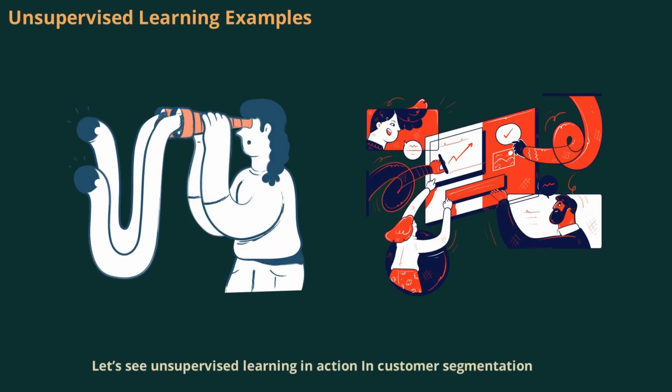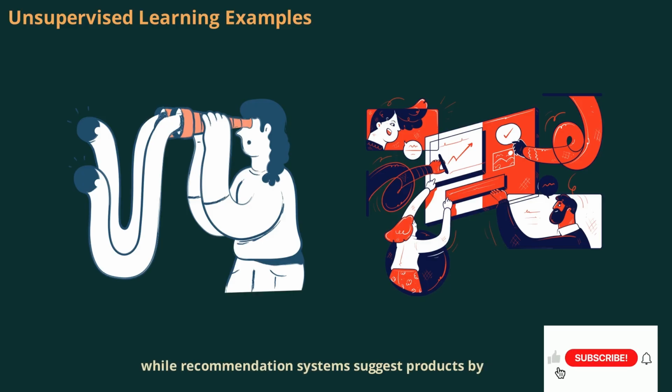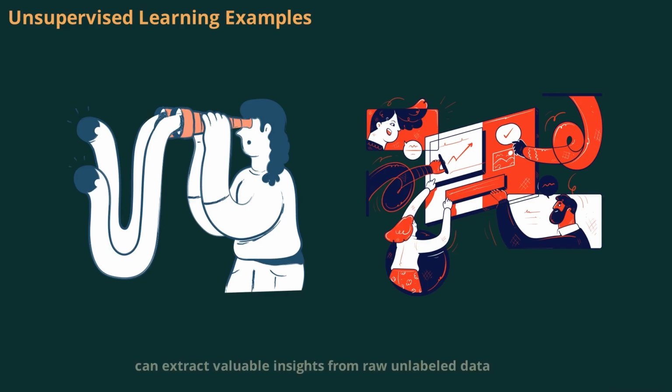Let's see unsupervised learning in action. In customer segmentation, businesses group customers based on purchasing behavior to tailor marketing strategies. Anomaly detection helps spot unusual patterns, such as fraudulent transactions. Topic modeling uncovers themes in large collections of documents, while recommendation systems suggest products by finding similarities among users or items. These applications show how unsupervised learning can extract valuable insights from raw, unlabeled data.